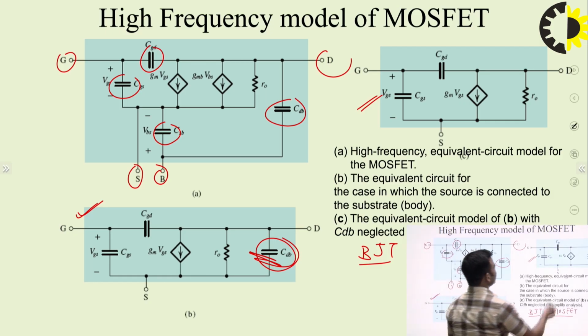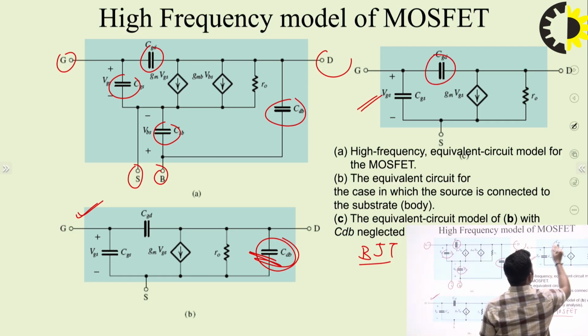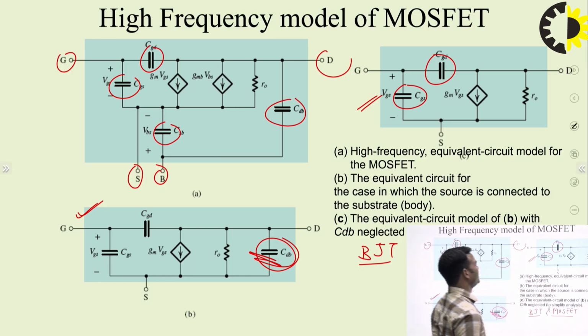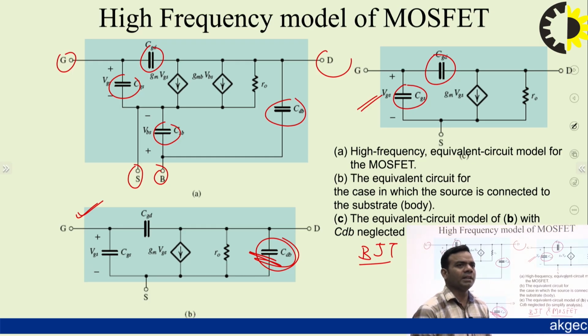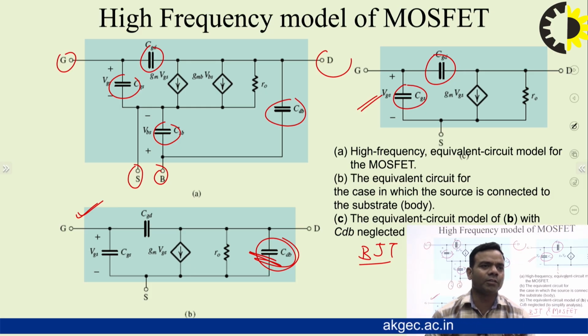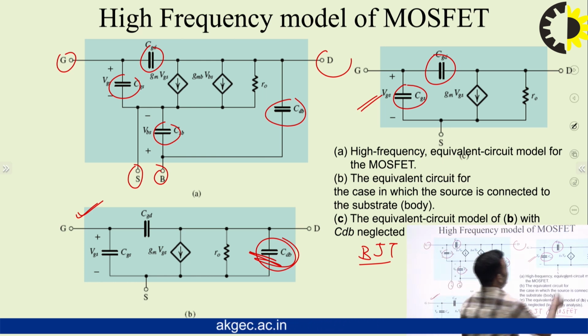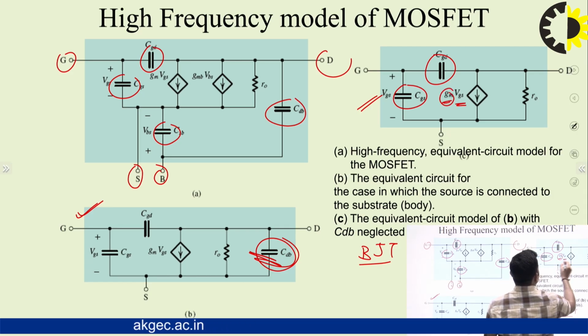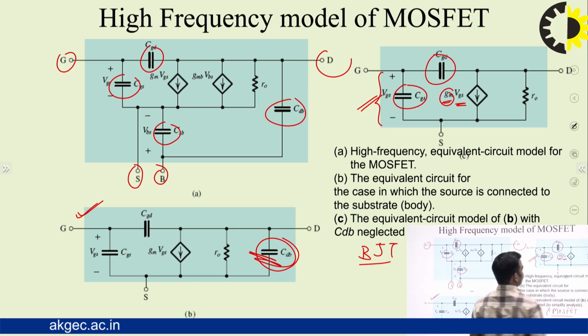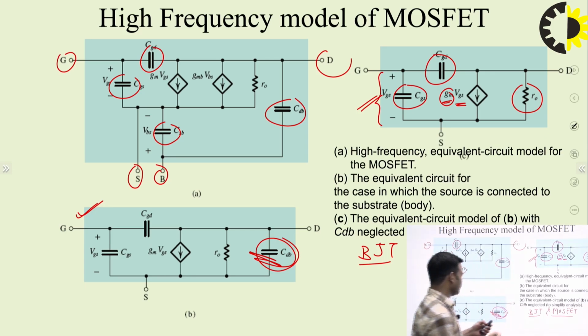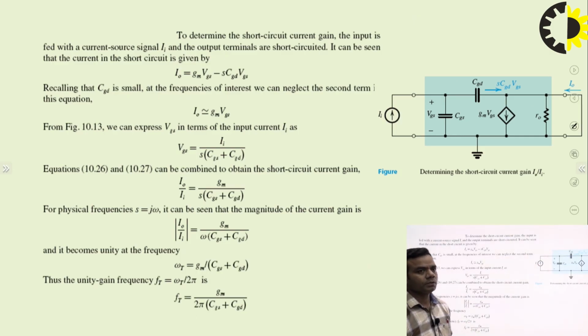Here you can see, if I omit these two capacitances, that means CGD and CGS, the capacitance between gate and drain and the capacitance between gate and source, then this model converts into the low frequency model. gm is the transconductance, VGS is the voltage across this capacitor, and this is the r0. So this is the model of MOSFET.